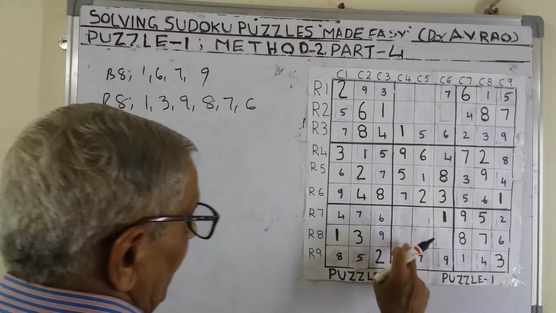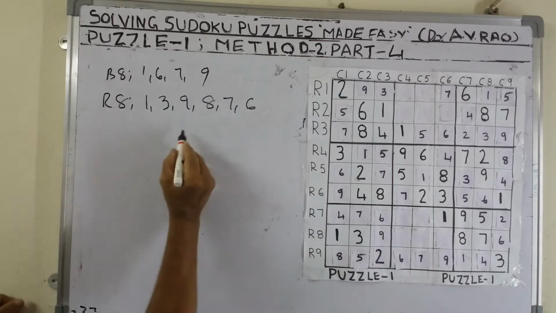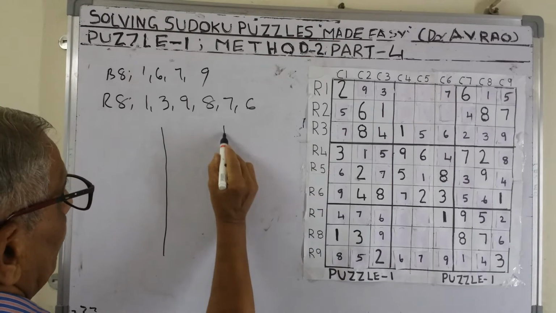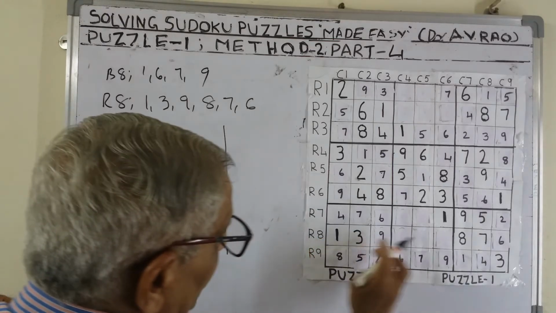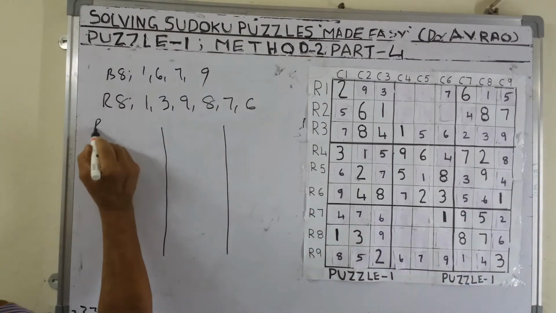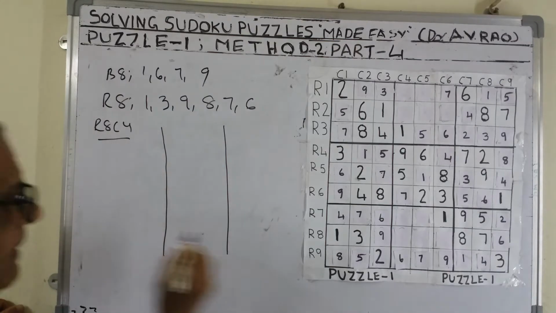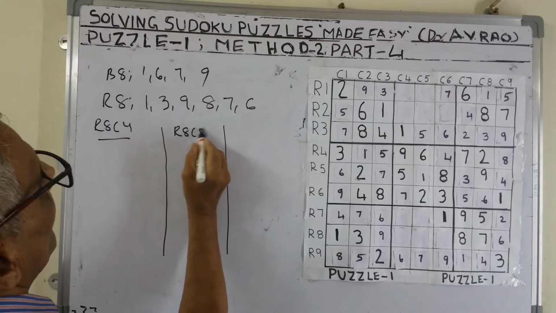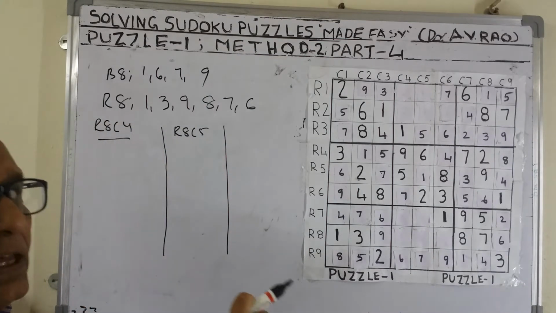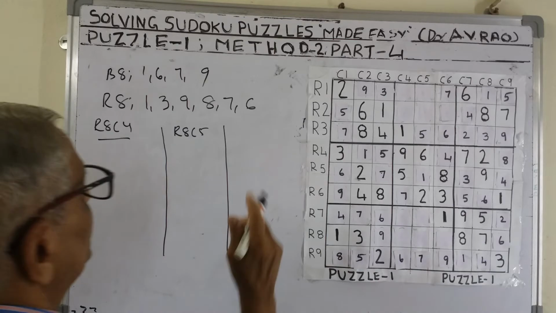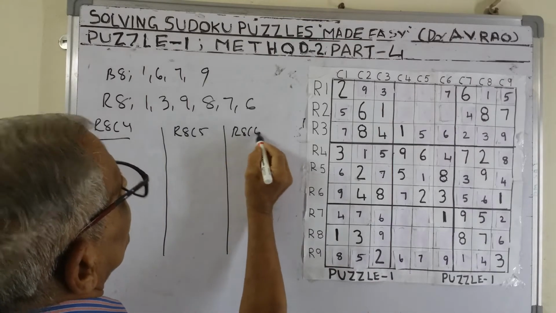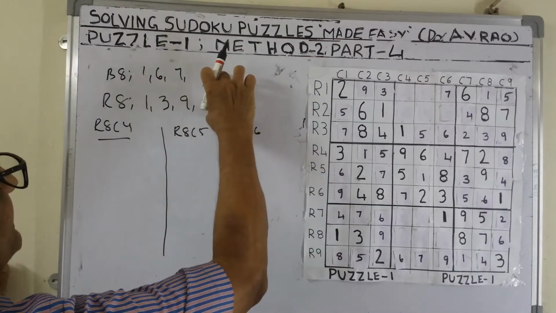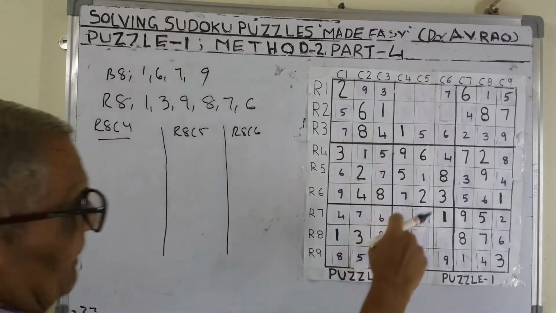So this is R8. Let us write it. This is R8 C4, R8 C5, R8 C6. I am doing this extra exercise just to make you understand the procedure better. Friends, now these things are common, but the columns are different.